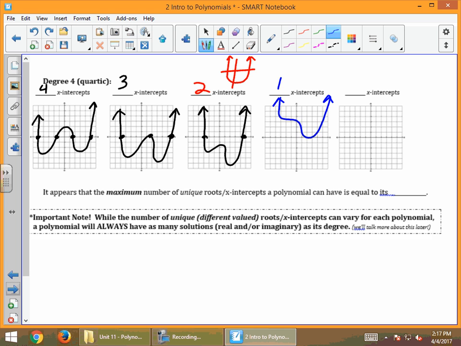Perfect. And then is there ever a case where it's going to be 0? Yeah. It just doesn't touch because it's an even degree. Everything's going in the same direction. So it might look something like this. Oh boy, I can't draw these. A little above. Might look like that. Just above.